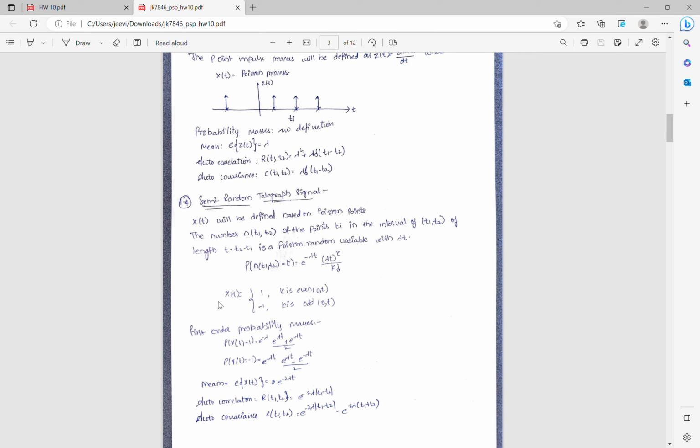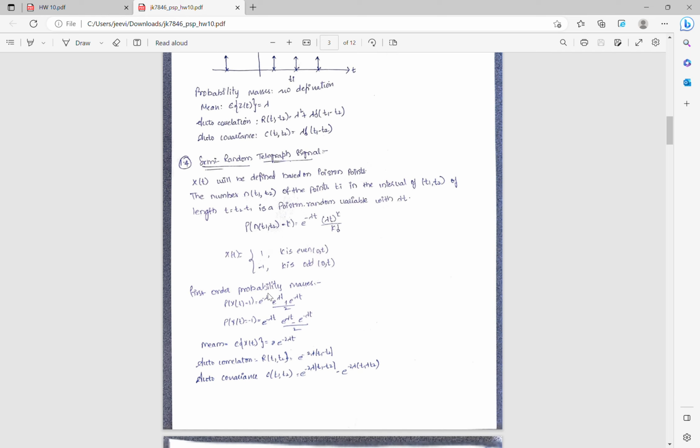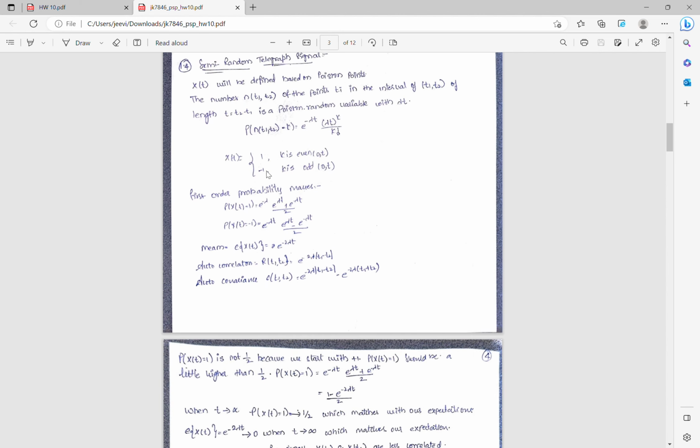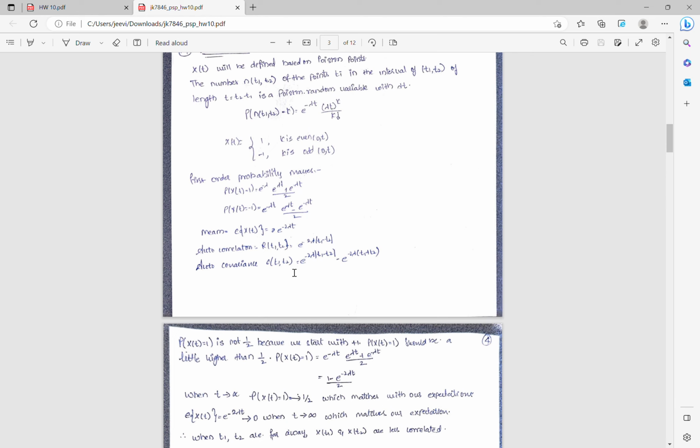Now this can be defined as x of t is equal to 1 if k is even and x of t is equal to -1 if k is odd. Therefore, for the first order probability masses, the probability of x of t equal to 1 will be e power minus lambda t into (e power lambda t plus e power minus lambda t) by 2. If k is odd, that is x of t is equal to -1, then the probability will be e power minus lambda t into (e power lambda t minus e power minus lambda t) by 2. In this condition, the mean will be equal to e power minus 2 lambda t.